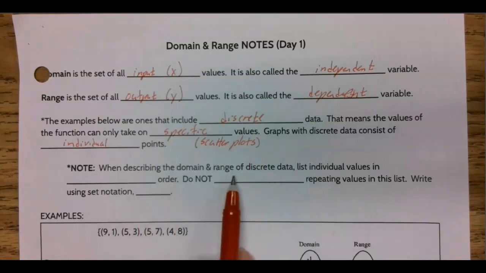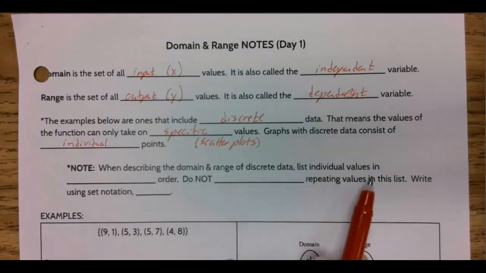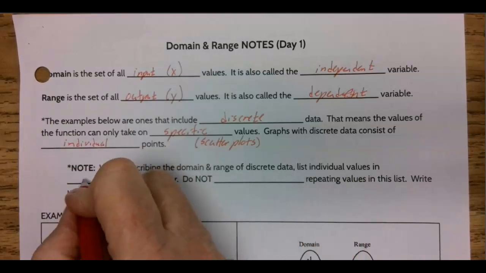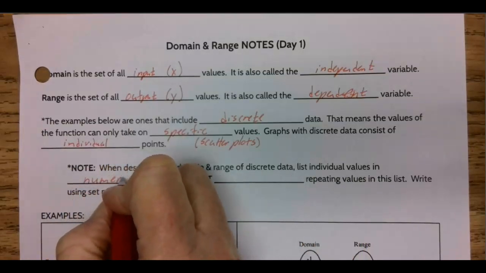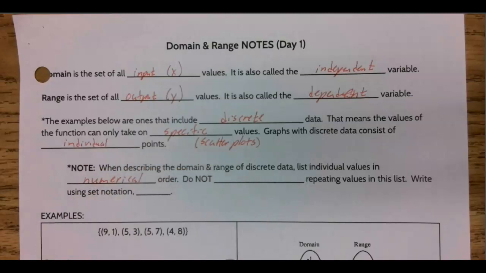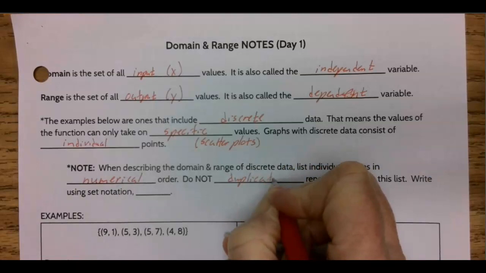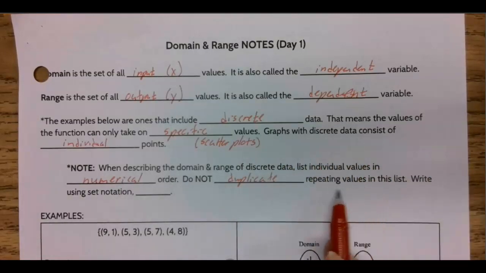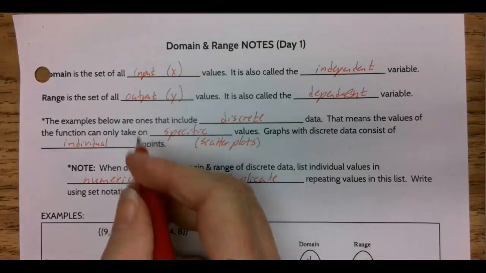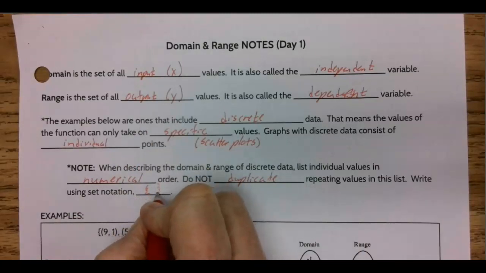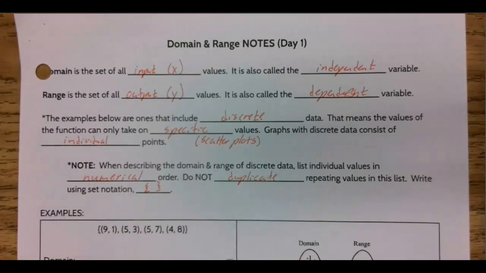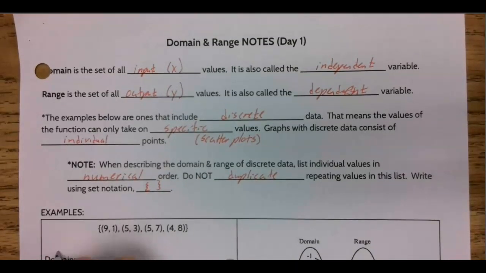When describing the domain and range of discrete data, list individual values in numerical order. Do not repeat or duplicate values in this list. So do not duplicate repeating values. Don't write them twice. Write using set notation, so we're going to use those little fancy brackets. Okay? So when we look at domain, remember domain, x value, range is y value.